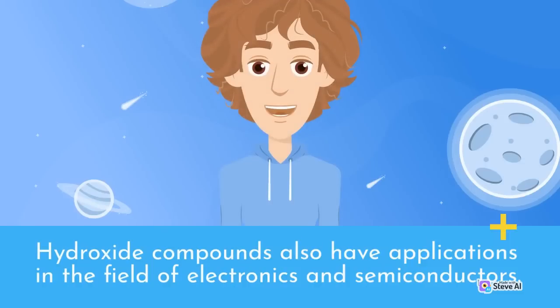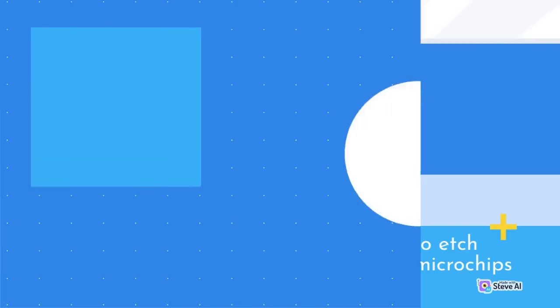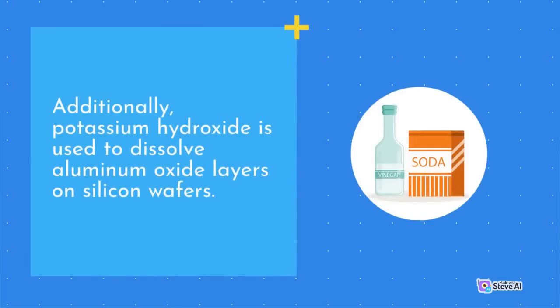Hydroxide compounds also have applications in the field of electronics and semiconductors. For example, sodium hydroxide is used to etch silicon wafers during the production of microchips and other electronic components. Additionally, potassium hydroxide is used to dissolve aluminum oxide layers on silicon wafers.